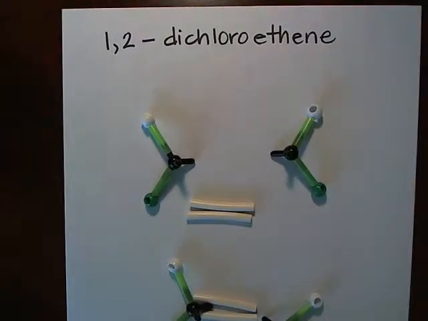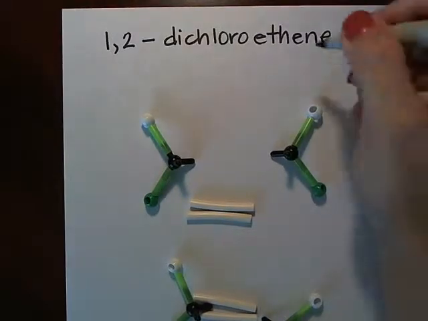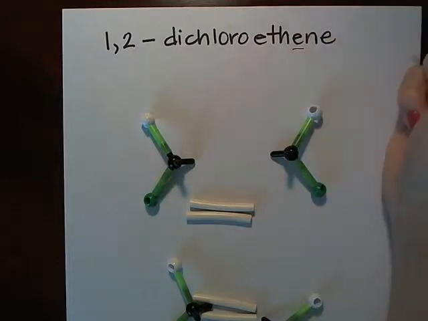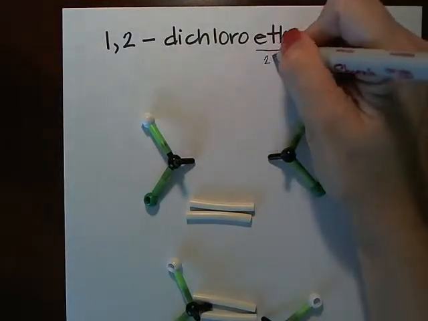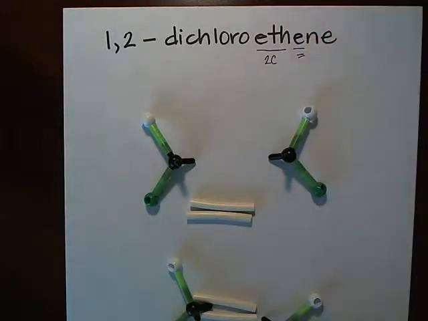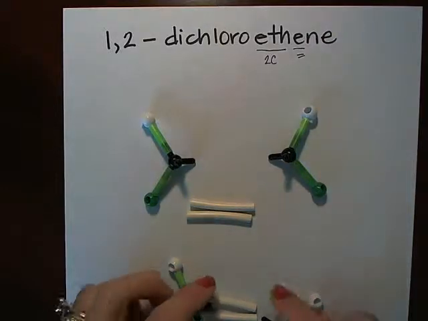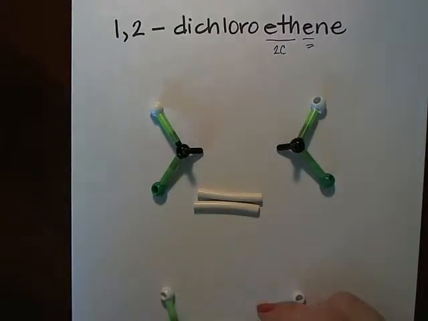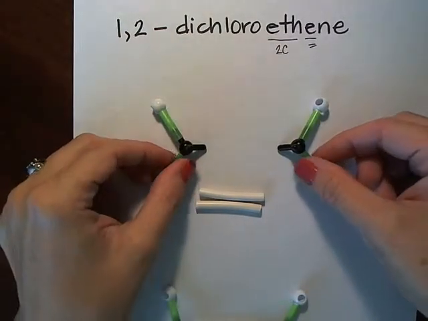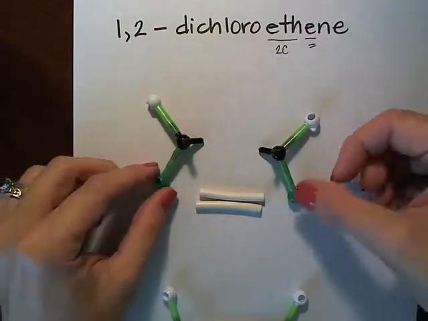1,2-dichloroethene. And so the ENE here on the ending lets us know that this compound has a double bond. The ETH tells us that there's 2 carbons. And so if there's only 2 carbons, then obviously the double bond is in between them. And at sites 1 and 2, we have a chlorine group. So building the models will help you see how the actual molecule behaves and why there are 2 forms of this compound.